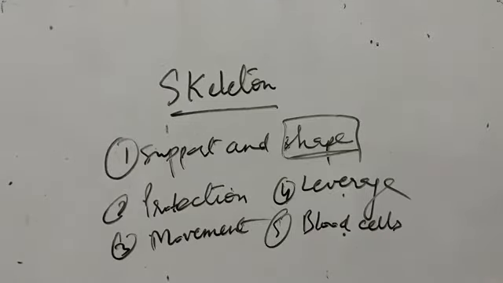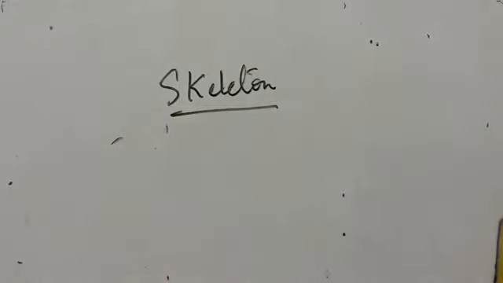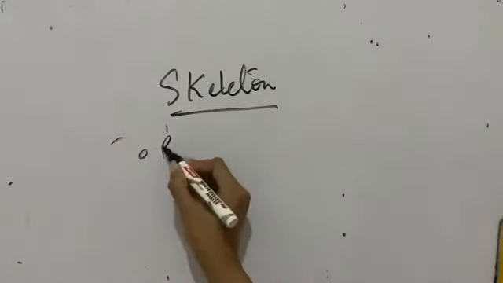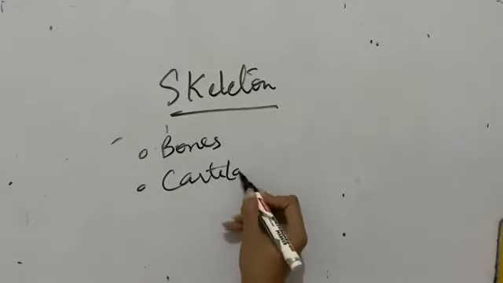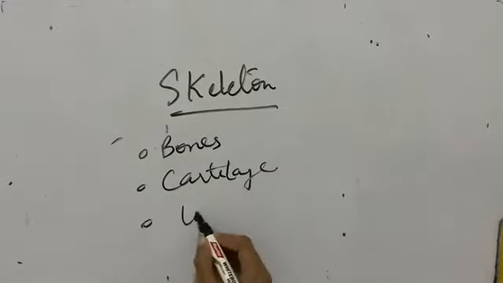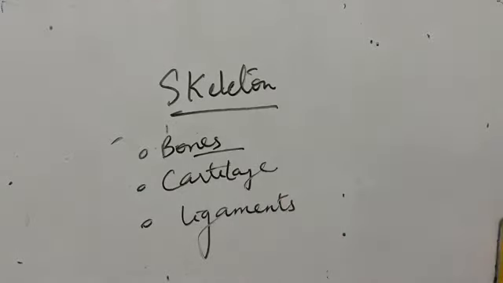Now let us move on with the constituents of skeleton. What is skeleton made up of? Okay, so skeleton is mainly made up of bones, cartilage, and ligaments. Bones, you all know what they are? Cartilage is the supporting and connecting structure.